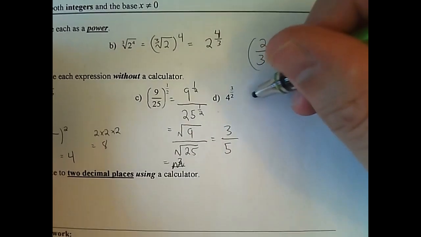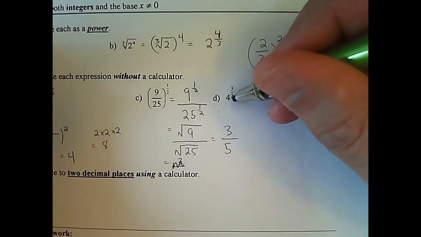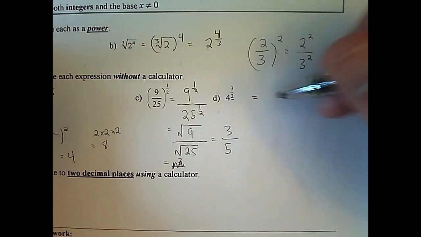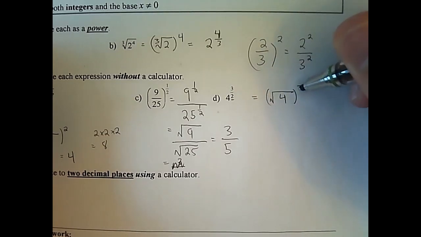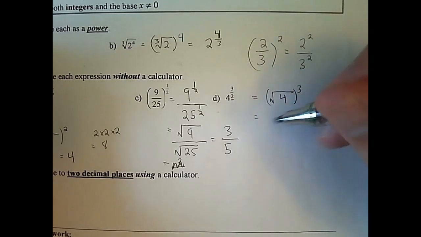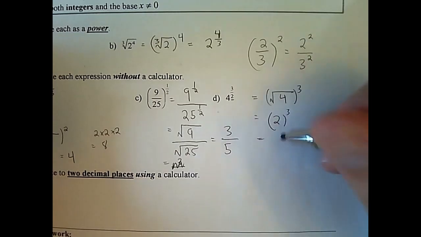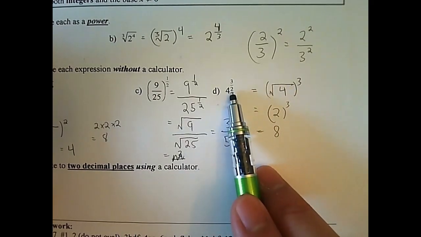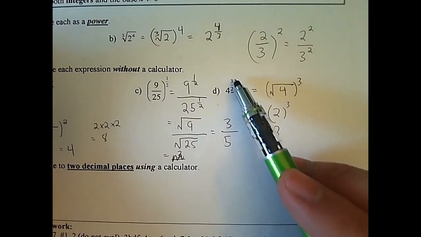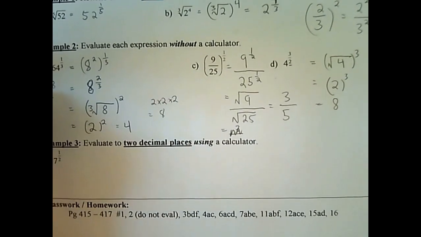And for D, it says 4 to the power of 3 over 2. Again, I have the 2 as my denominator, so that's going to be the square root of 4, to the power of 3. The square root of 4 is 2, to the power of 3, which we said over here in part A, 2 to the power of 3 is equal to 8. So remember, the denominator became the root, and the numerator became the power on the outside. That's how we do questions like that without a calculator.